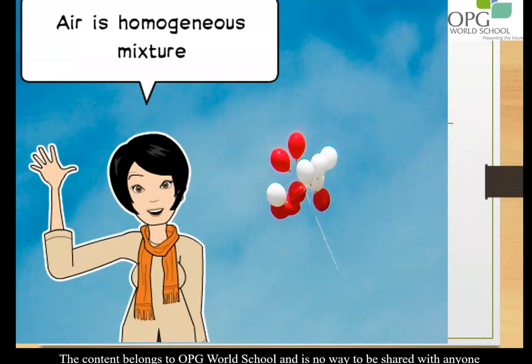Air is also a homogeneous mixture of many gases. Carbon dioxide, water vapor, oxygen, hydrogen, helium and argon are completely mixed with each other and they are not visible to us. So we say that air is a homogeneous mixture.